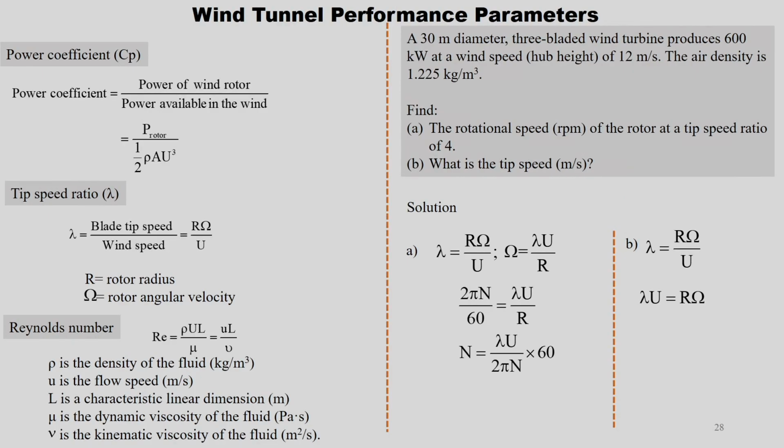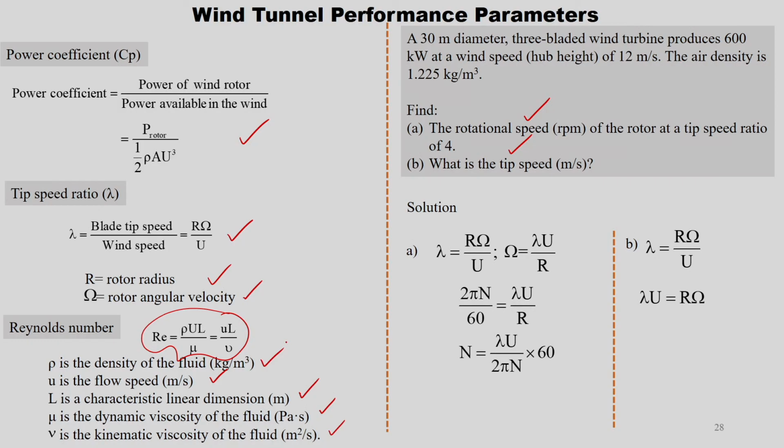And then the next and last problem of this course is calculating the rotational speed and then tip speed. The power coefficient we already defined and tip speed ratio also we defined already. Sometimes you might require the Reynolds number, that is rho u L upon mu. Then mu upon rho is nothing but nu, the kinematic viscosity of the fluid, mu is dynamic viscosity, L is the characteristic linear dimension, u is the flow speed and rho is the density of the fluid.